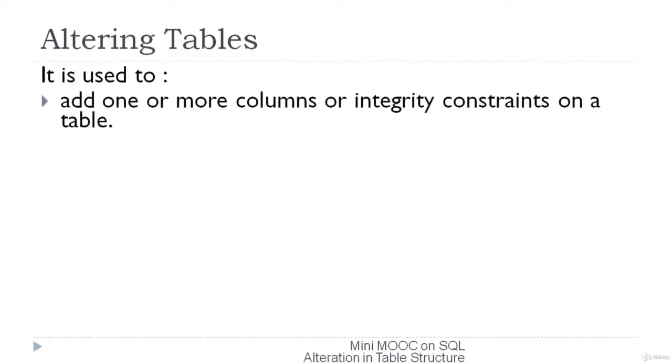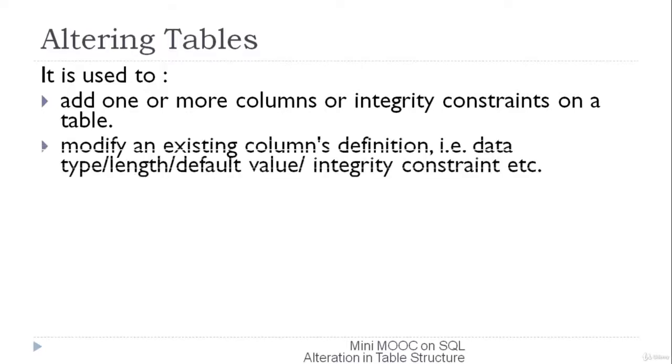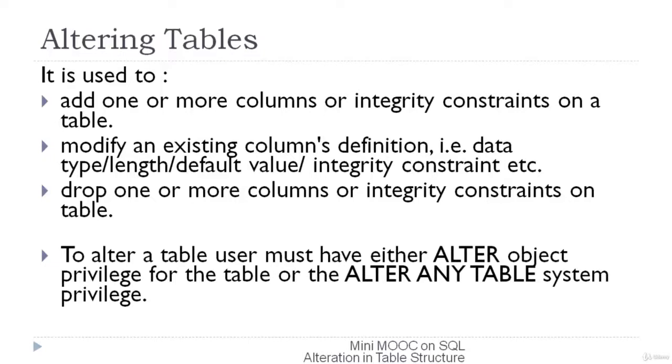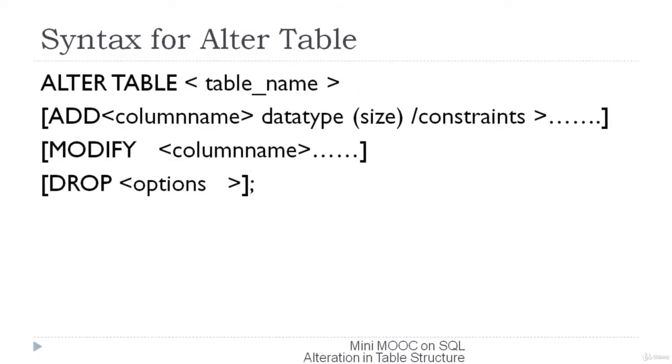Let's start this session. As we have discussed, with the alter table statement, we can add one or more columns or constraints to an existing table. We can also modify data type or size or integrity constraints on columns through this statement. Alter table can also be used to drop existing columns or constraints. To alter a table, the user must have the right or privilege to perform this operation. The syntax of the alter table statement is alter table, table name, and it has options to add, modify, or drop. We have to use one of these options with alter table.